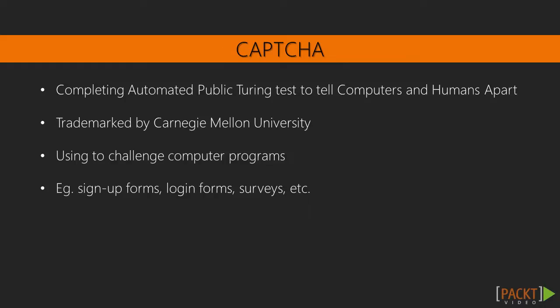Before we move ahead, let's recall what CAPTCHA images are. CAPTCHA stands for Completely Automated Public Turing Test to Tell Computers and Humans Apart, and is trademarked by Carnegie Mellon University. This test is used to challenge computer programs that automatically fill various web forms that are primarily targeted at humans and that should not be automated. Usual examples are sign-up forms, login forms, surveys, and similar. CAPTCHA itself can take various forms, but the most common form consists of a challenge where a human should read an image with distorted characters and numbers, and type in the result in the related response field.